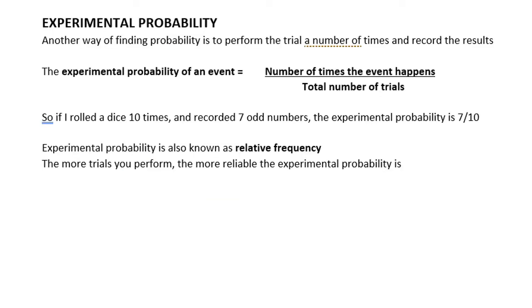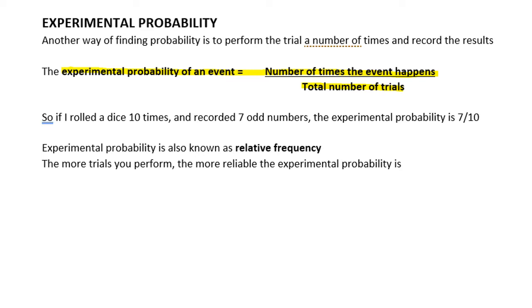So as well as theoretical probability, which is what we would expect to happen, we can have experimental probability, which is what has actually happened. The formula for experimental probability is very similar to the formula for theoretical probability: the number of times something happens divided by the total number of trials you did, as compared to the number of outcomes in the event divided by the total number of outcomes.